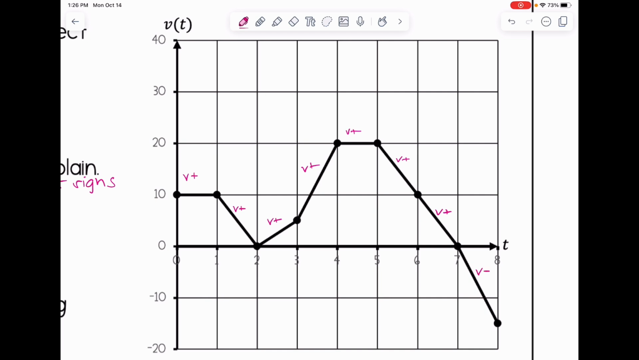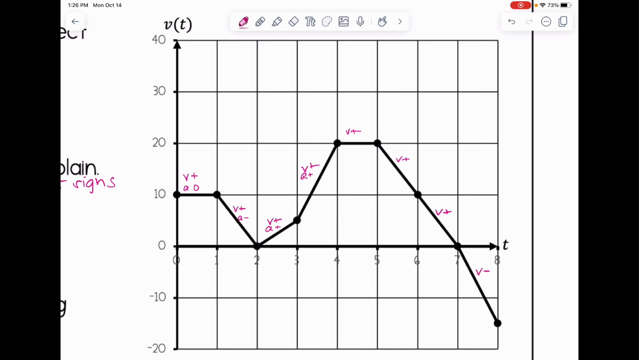Now let's talk about the acceleration. That's the rate of change of this graph, the rate of change of velocity. So over here, the rate of change, or the derivative, is 0. Here, acceleration is negative. Here it would be positive because we see a positive slope.